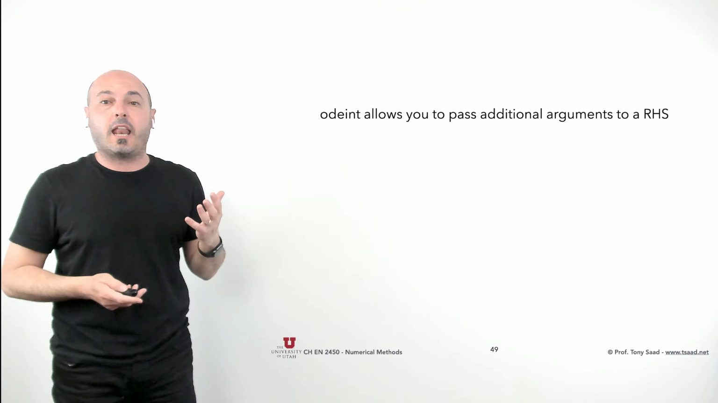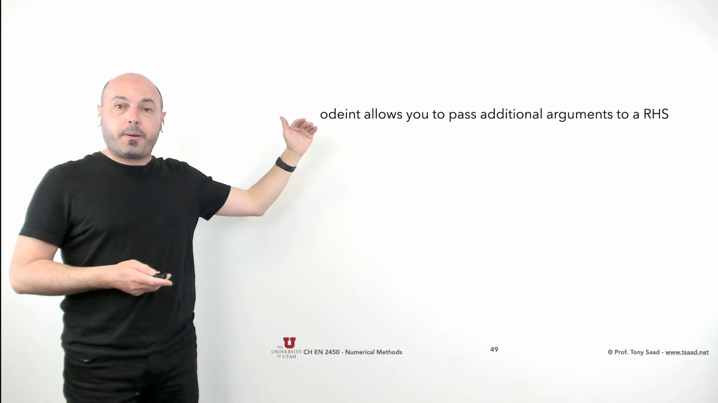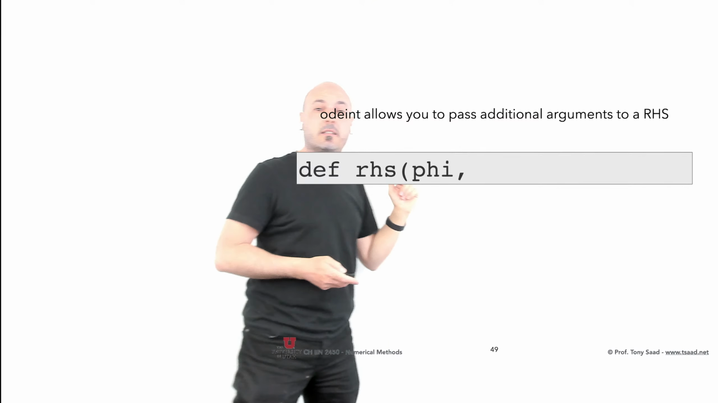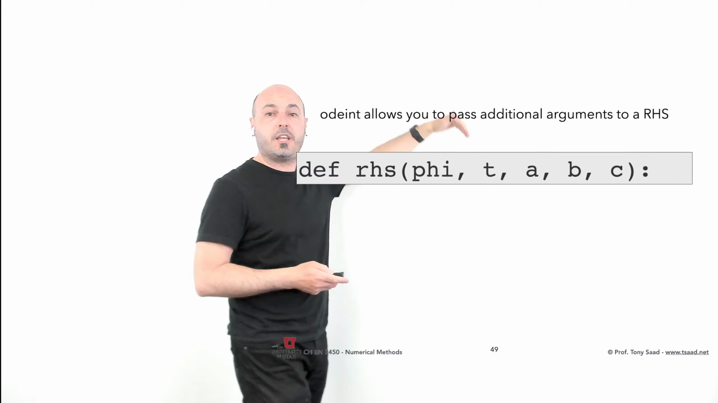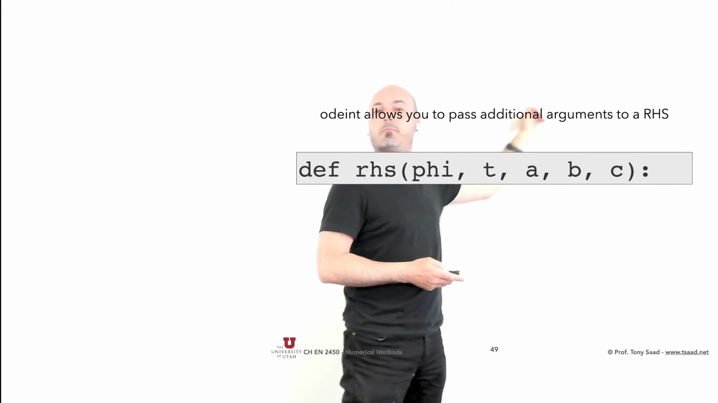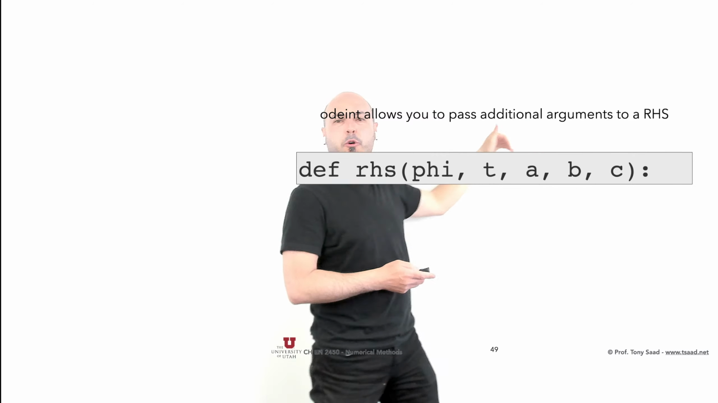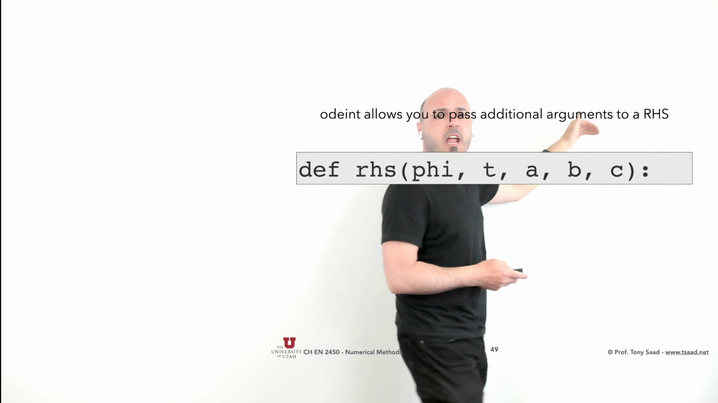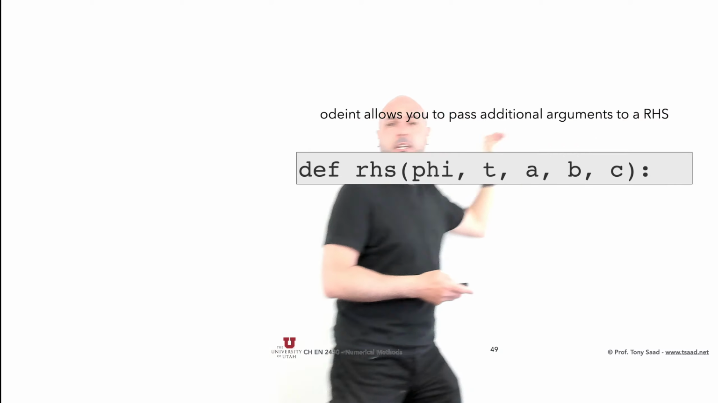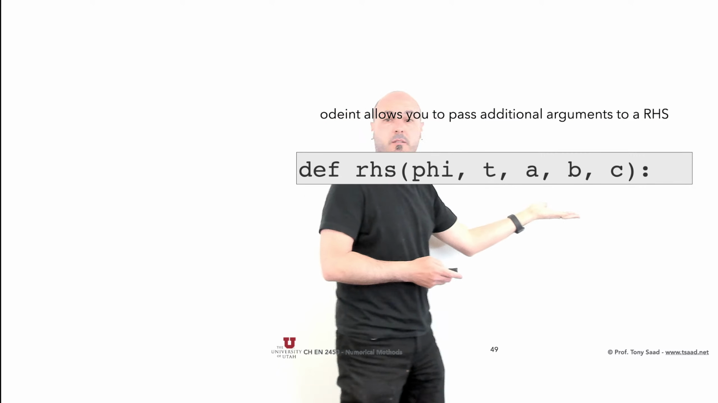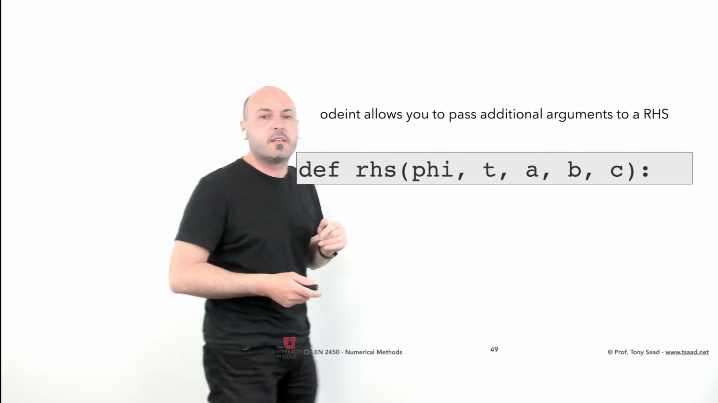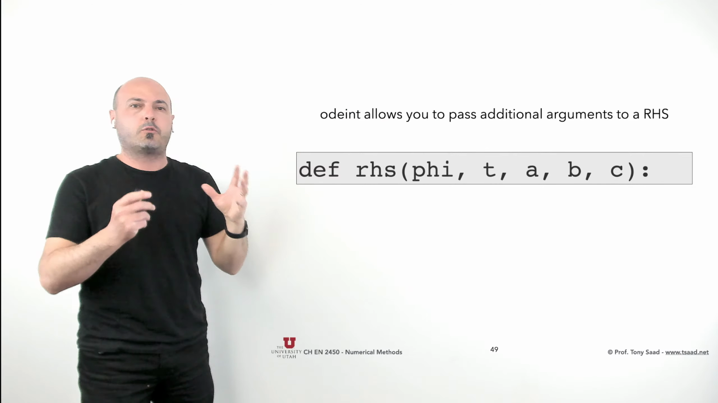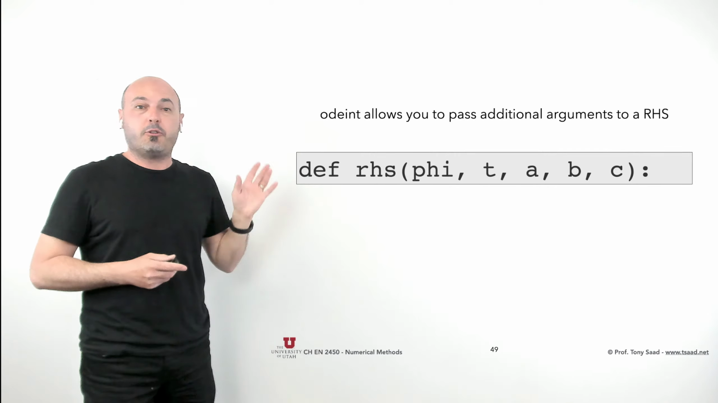Turns out that ODE int allows you to do that, and we can pass additional arguments to the right-hand side. So if your right-hand side looks like phi of t, a, b, c, or a, b, or a, b, c, d, e, f, g, or 1,000 additional arguments, it doesn't matter. It doesn't need to be 3 arguments. What if you want to pass hundreds of additional arguments that you need to build your right-hand side? Okay, you can do this.